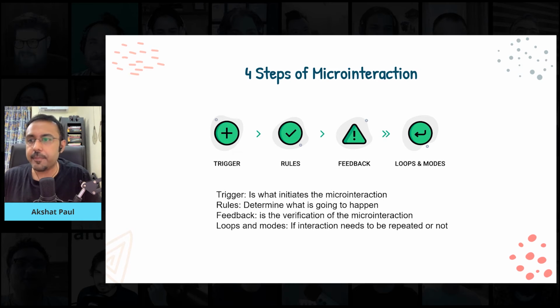The third step is feedback, which is the verification of a micro interaction. Once the verification is accepted by the sensor and passed to the respective controller, the tap starts running, and then we can wash our hands. The final step is the loops or modes, which determines whether the micro interaction has to continue or it has to stop.